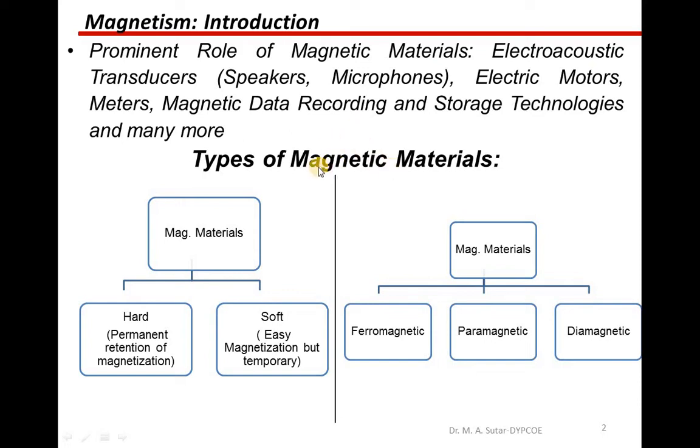Basically, magnetic materials can be classified on two different bases. The first is whether the magnetic material retains the magnetic field permanently or not. According to that, there are two types, hard material and soft material. Depending upon the permeability, there are three main types: ferromagnetic, paramagnetic, diamagnetic. There are two more, ferrimagnetic and antiferromagnetic.